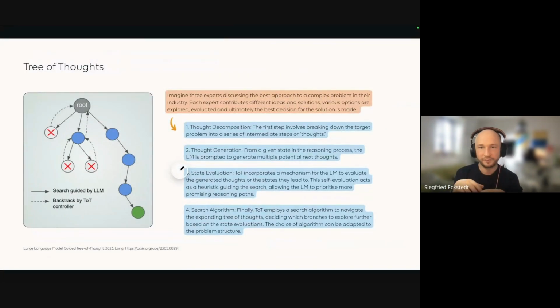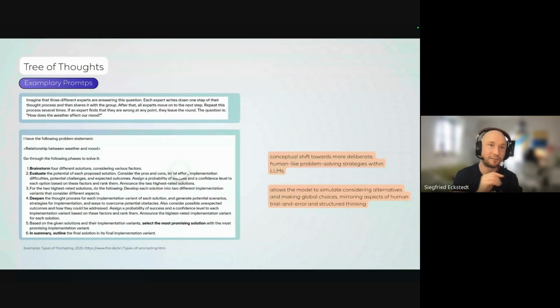By the way, this time I have a little more text on the slides because we also share the slides, and I know that people, even with the YouTube videos, like to stop and read it again, so feel invited to do so. An example for tree of thoughts prompts.